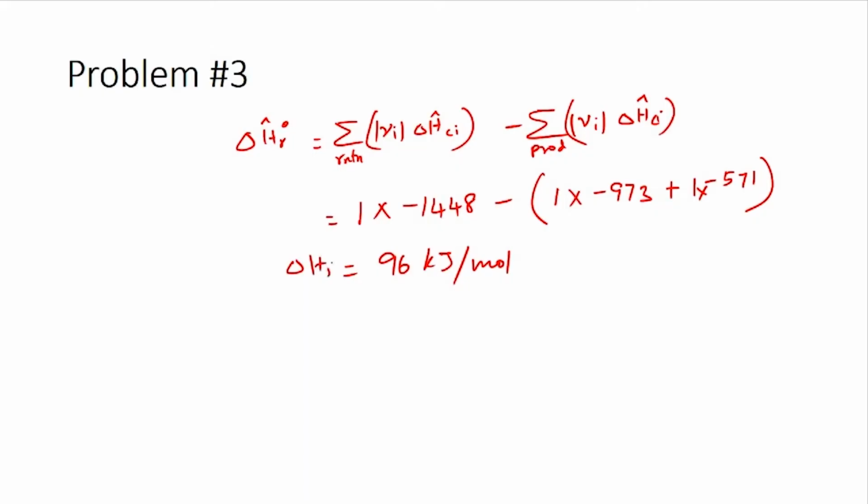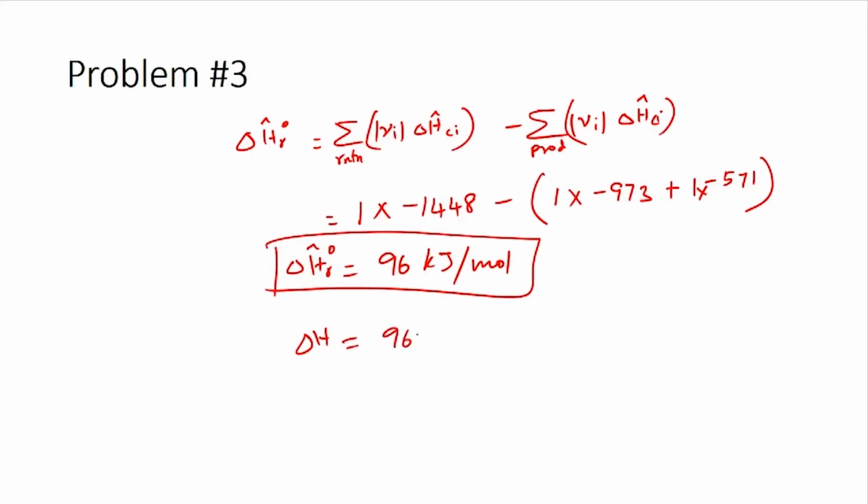So, the heat of reaction for this particular process where serine is converted to glycine is 96 kilojoules per mole. We have been asked to calculate the change in enthalpy for 100 moles of glycine being produced. So, that would mean delta H would be equal to 9600 kilojoules. This is the final answer we are looking for.